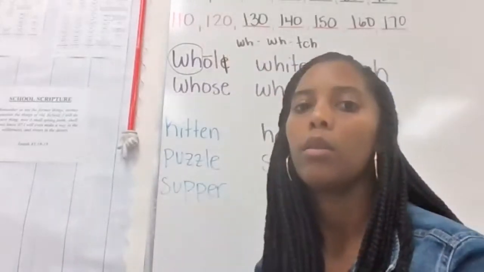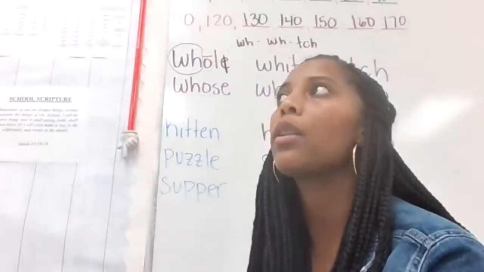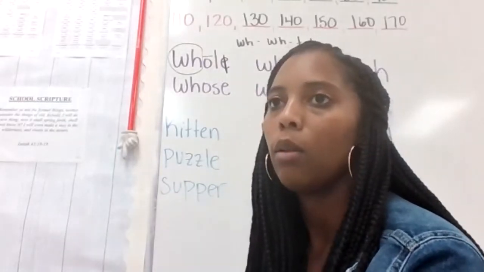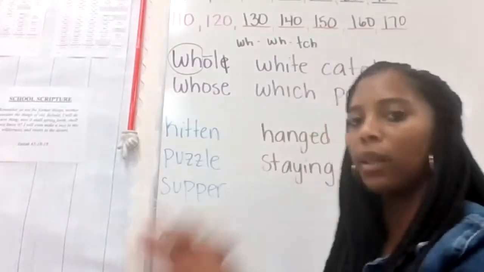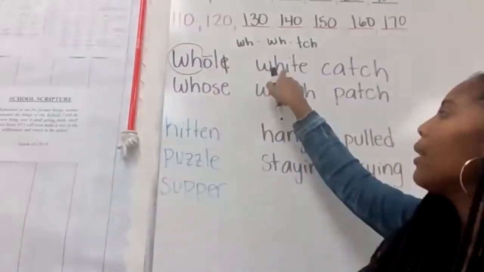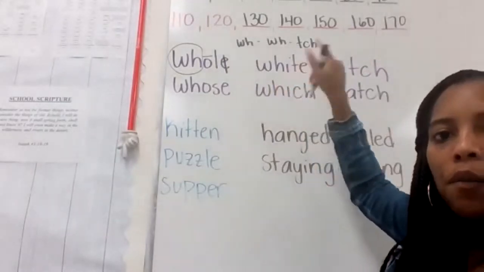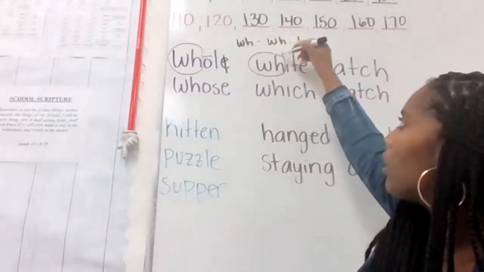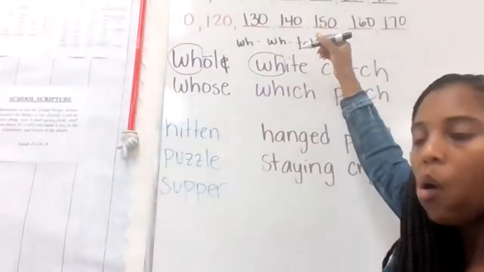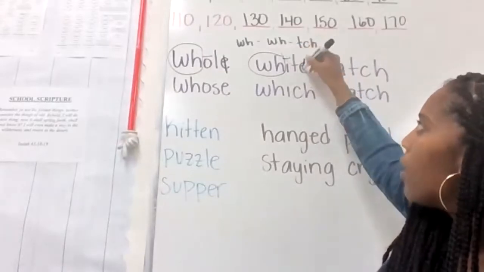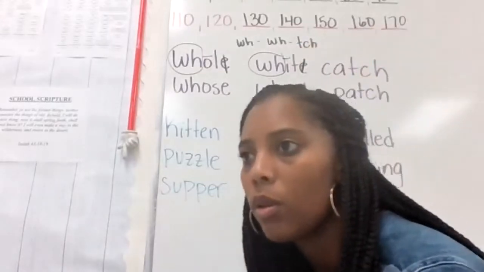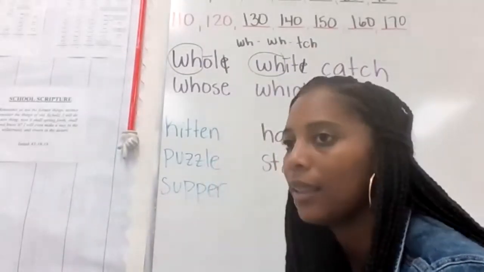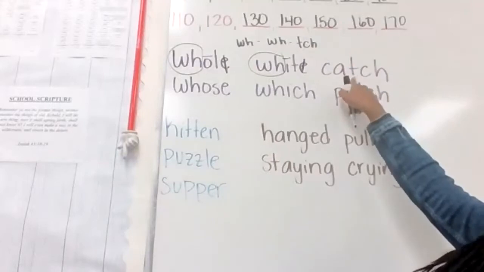What's the word? WH says long O. Hold. Yes, like when we say the whole thing, hold. Okay, this one here. Okay. WH says what? Uh-huh. What's the word? White. It's good. Okay. Next one here.